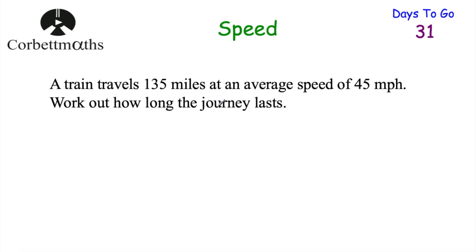Okay, so we want to work out how long the journey lasts, that's time. So time is equal to distance divided by speed. Another way to think of it is we want to find out how long it takes. It's travelling at 45 miles per hour, so we just need to see how many 45s go into 135, and that'll tell us how long it takes. So time is equal to distance divided by speed, so the distance divided by the speed.